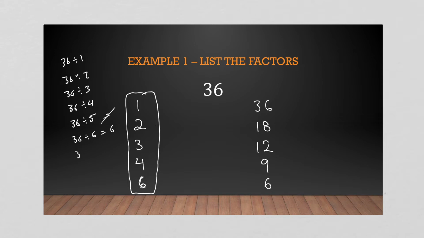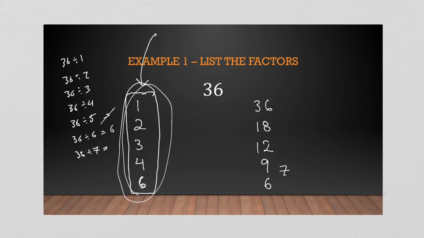Now, you should never have to try 36 divided by 7, because if you did, it would be one of these numbers, because 7's over here. Right? So when you're trying to find factors, you only have to try the one side of the square root. So if I really wanted to get all the factors of 36, I would only ever have to divide it by the factors below 6.